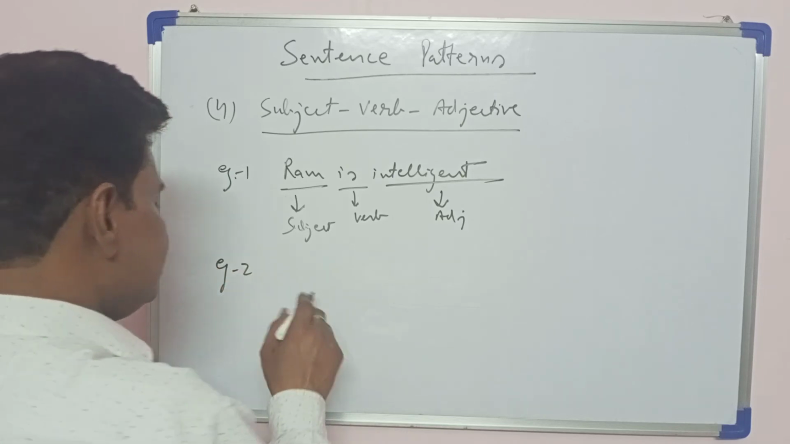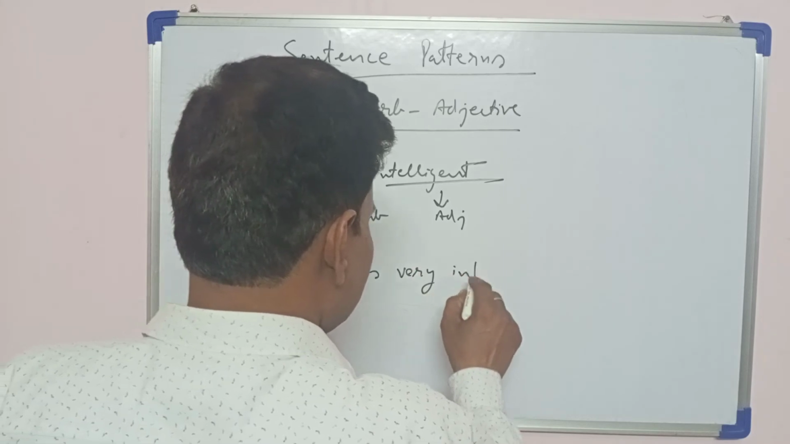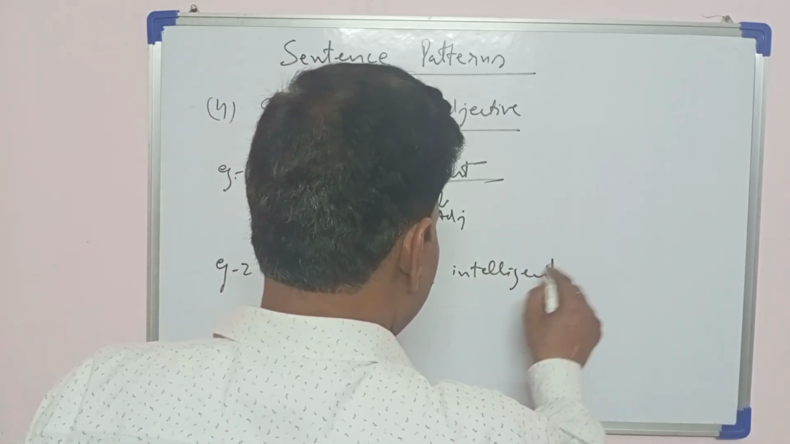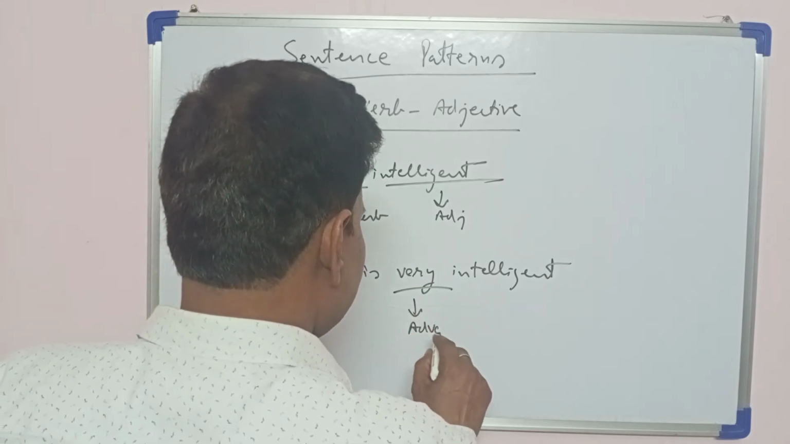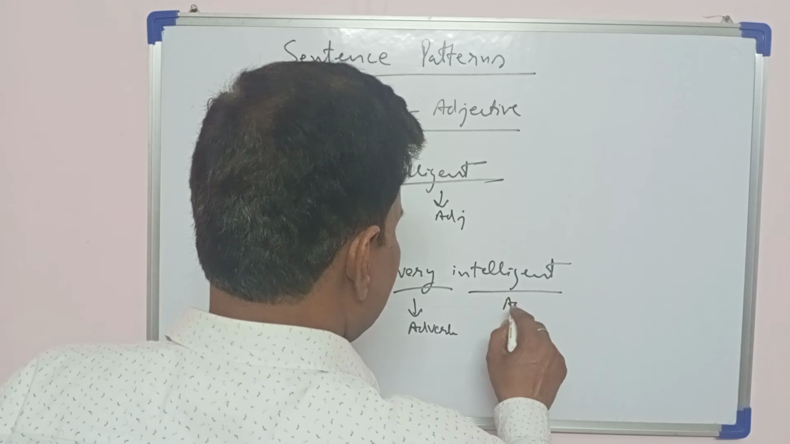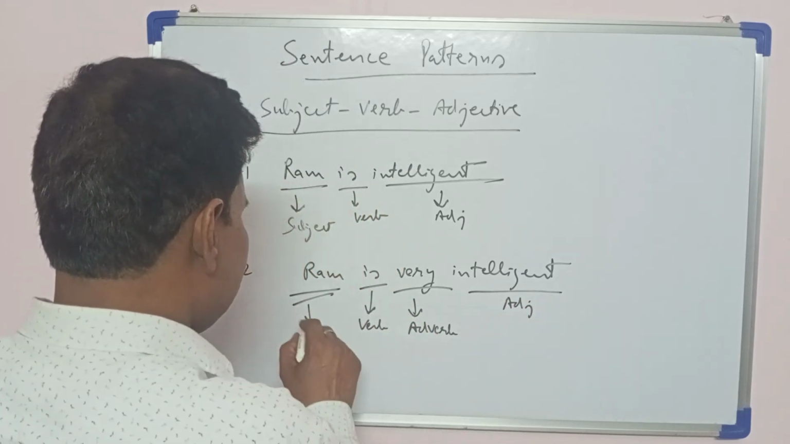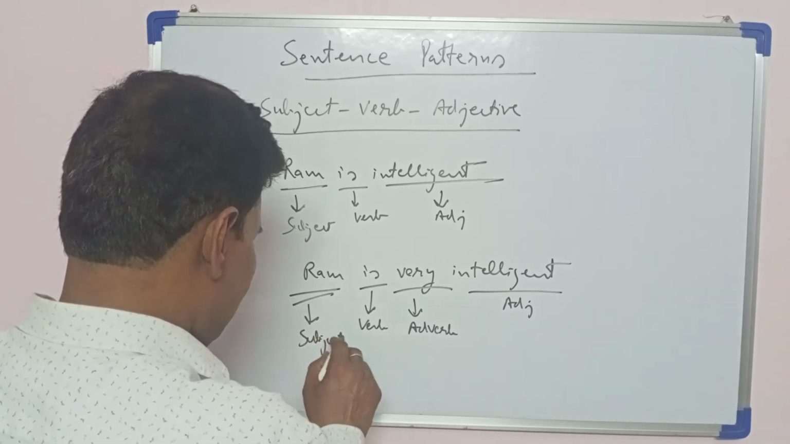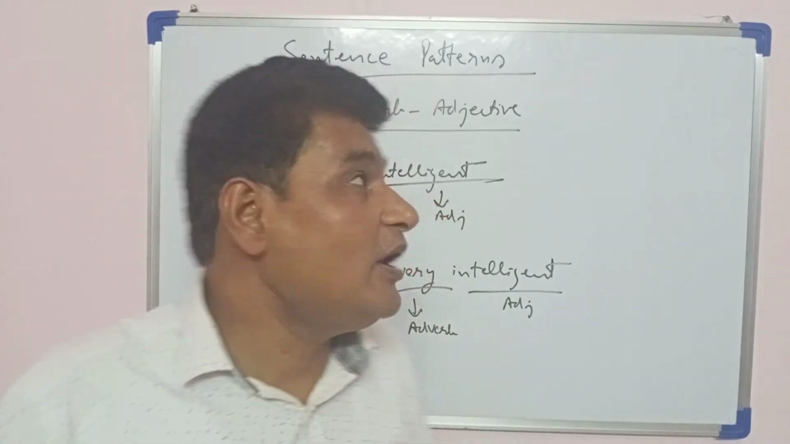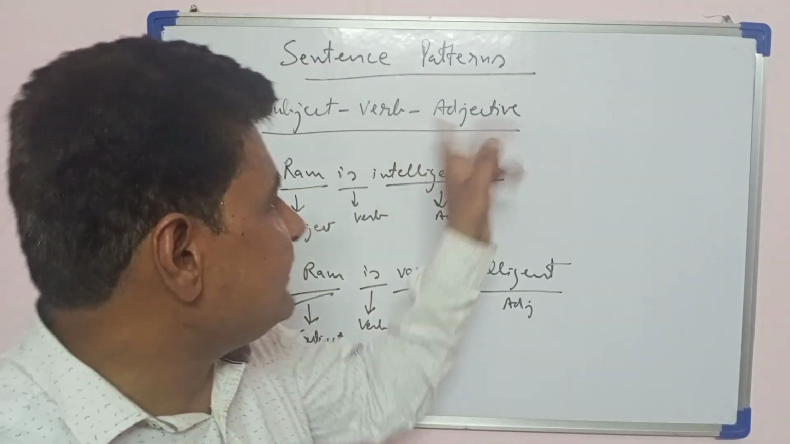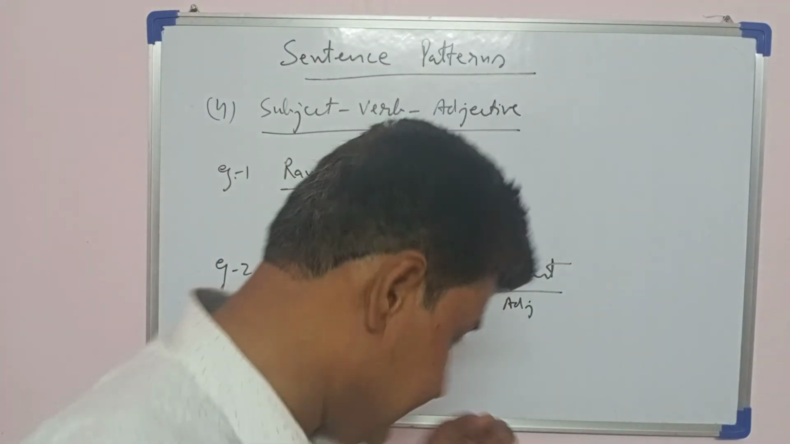You can expand it. Ram is very intelligent. So very is adverb, intelligent is adjective, this is a verb, and Ram is subject. So I hope you have understood subject verb adjective. Now we will understand about subject verb adverb pattern.